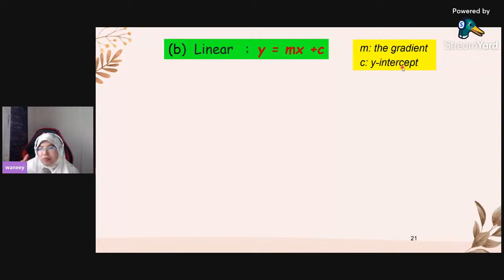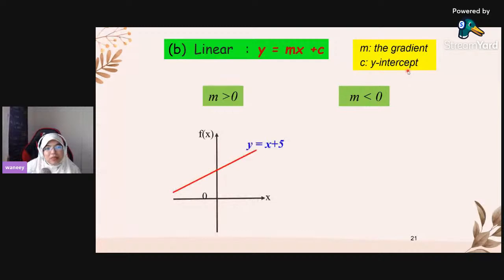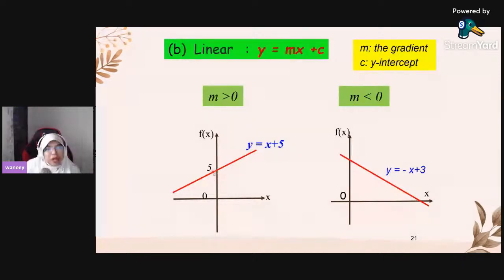Okay, so what is c? c is the y-intercept. So do you remember y-intercept? That means x is equal to 0. So when you look at the function, you got to substitute x equal to 0. So that one will give you the y-intercept. Okay, so what happens when you have a positive or negative gradient? Positive gradient going up, negative gradient going down. Okay, and then when you substitute x equal to 0, you are going to see this number over here, this is 5. And this number over here, when you substitute x with 0, you are going to get 3. So titik ni kita tahulah titik ni adalah 3. Okay, so those are for linear.